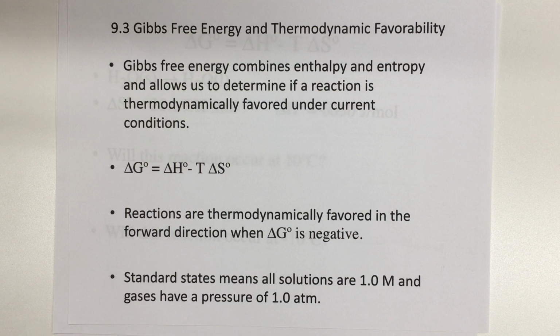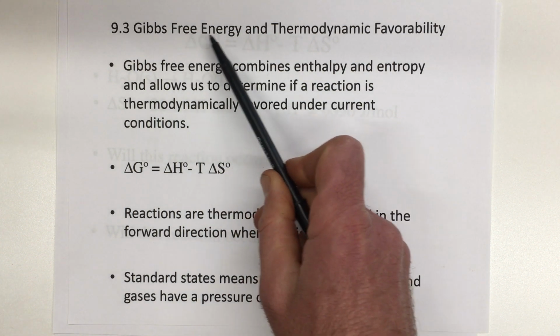So we've learned recently about enthalpy and entropy. Enthalpy is the heat released or absorbed by a reaction, and entropy is the disorder. Does it become more disordered or less disordered as the reaction proceeds? In this section, we're going to put those two things together, enthalpy and entropy, into one concept called Gibbs free energy.